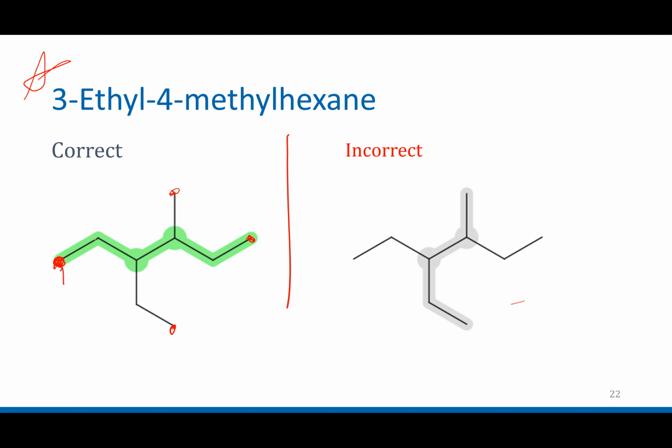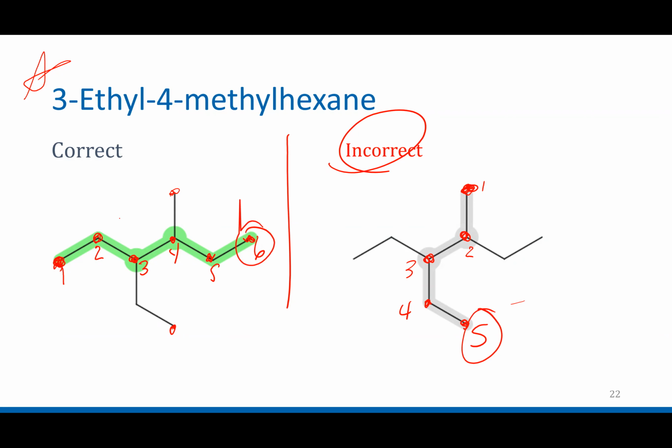I have 1, 2, 3, 4, 5, 6. Okay, and honestly, guys, if I went backwards, same thing. 6 carbons, this chain, left to right, right to left. This is a 6 carbon chain. Well, come over here to the incorrect side. What if I started here? 1, 2, 3, 4, 5. 5 is not as big as 6.